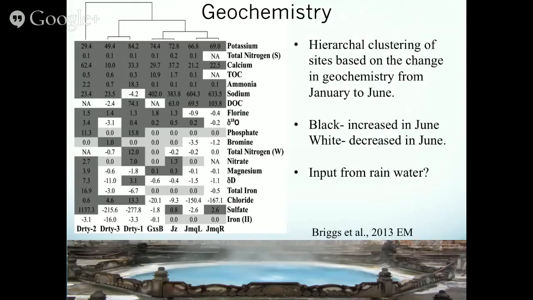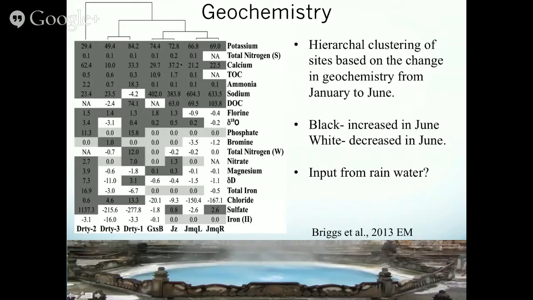So several people have gone through and measured the geochemistry from right next to where we sampled the microbiology, so we were able to see how the geochemistry is changing. And a typical question is, if there's going to be changes in the microbial communities, there should also be changes in the geochemistry. So what I'm showing here is a hierarchical clustering of sites that are based on the change in geochemistry from January to June.